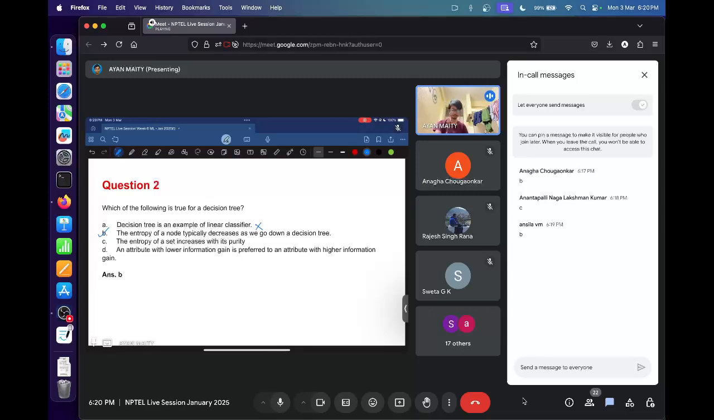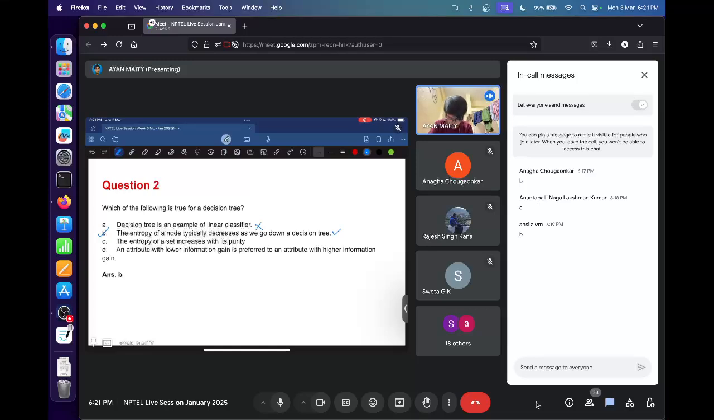Option B says that the entropy of a node typically decreases as we go down the decision tree. This is correct because as we go down the decision tree, the target variable set becomes more and more pure. The positive classes and negative classes tend to separate more and more as we go down the tree, and that means the entropy keeps on decreasing as we create more and more branches. So this option is correct.